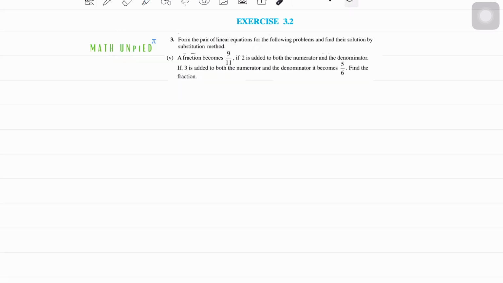Now let us move on to the fifth subdivision. A fraction becomes 9 over 11 if 2 is added to both numerator and the denominator. If 3 is added to both numerator and denominator, it becomes 5 over 6. Find the fraction. So we can start like this. Let the numerator be X and denominator be Y.